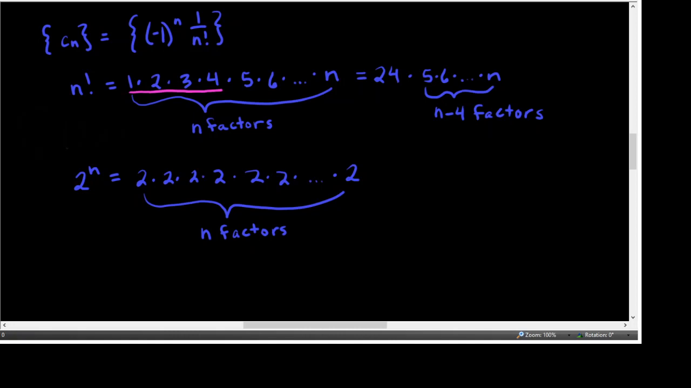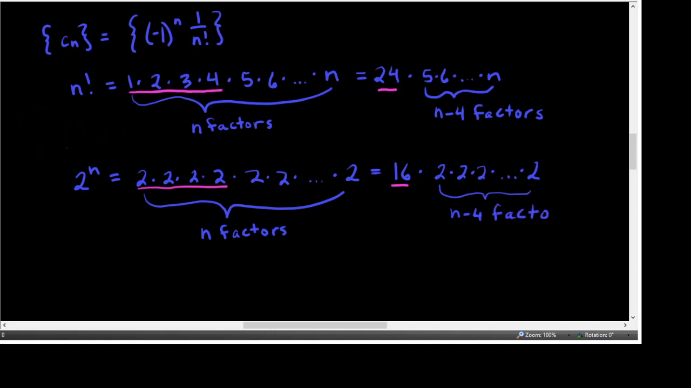I'm again going to split off the first 4 and find that product. 2 times 2 times 2 times 2 is 16. That's where we got the 24, and that's where we got the 16. And then we're multiplying that 16 by the rest of the 2's. Well, how many are there for the rest of the 2's? Well, we took out the first 4, so there are n minus 4 factors left.